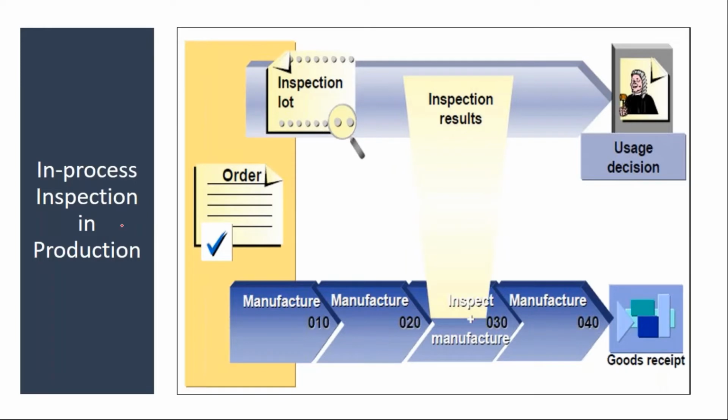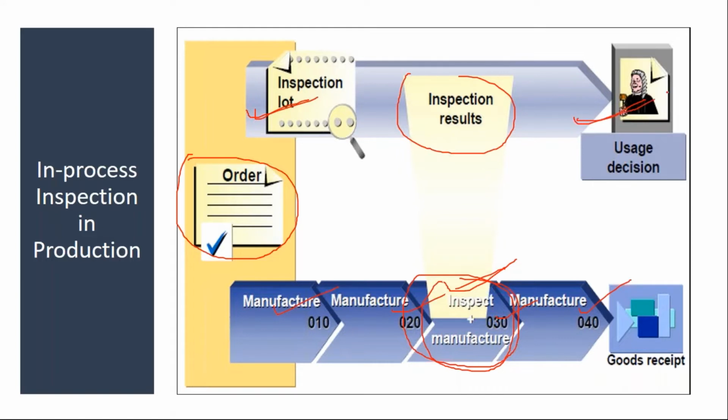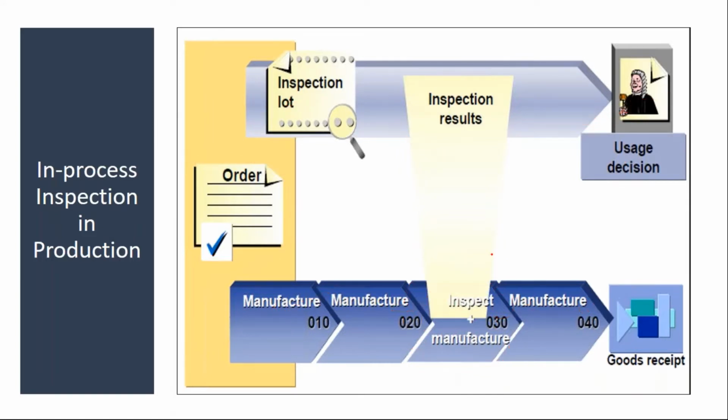So what happens is, let's say in the production process, they have four operations. One, two, three, four operations. During the third operation, let's say they do some quality checks. When the production is ongoing, they want to do some quality checks. So at that time, when they create a production order and release it, the system will automatically generate an inspection lot. And then they will enter the results and do the usage decision. So this is in-process inspection.